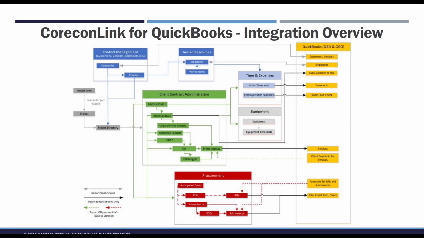The CoreconLink to QuickBooks Online allows you to sync and import company, customer companies, vendor, supplier, and subcontractor companies, and employees. Information in these types of records are synced in both directions. There are also transactions that export from Corecon to QuickBooks, which is a one-way export. Such things as labor time card hours, credit cards, debit cards, checks, prime invoices or progress billings, vendor bills, and sub-invoices.